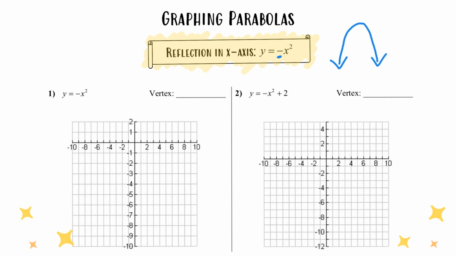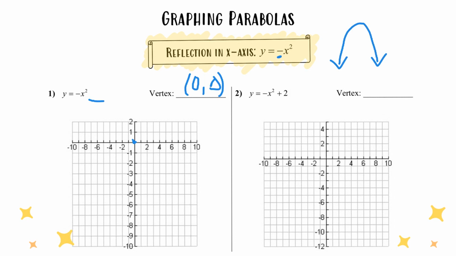So what does that mean for us? Well, let's take a look at example number 1. Y is equal to negative x squared. In this example, our parabola is not moving up or down. There's no number after the x squared. It's not moving side to side. So our vertex is going to start at 0, 0. And you always want to begin with the vertex.